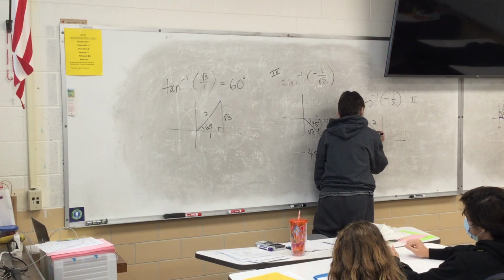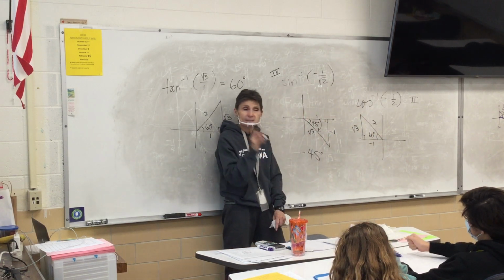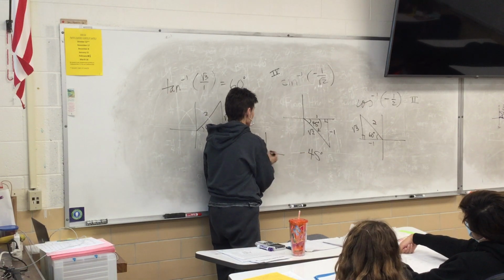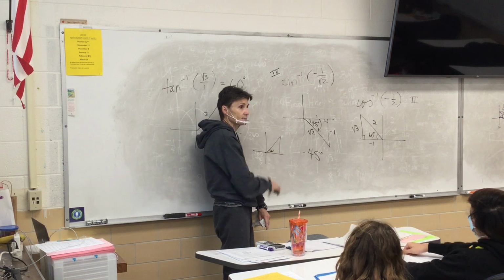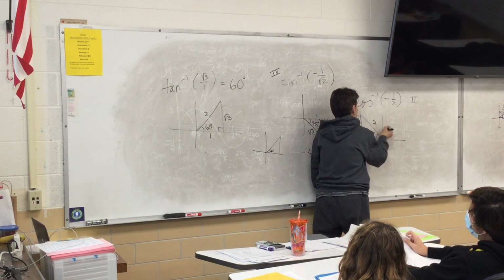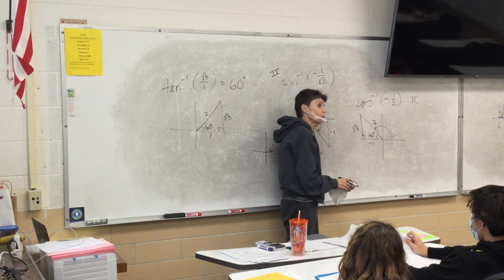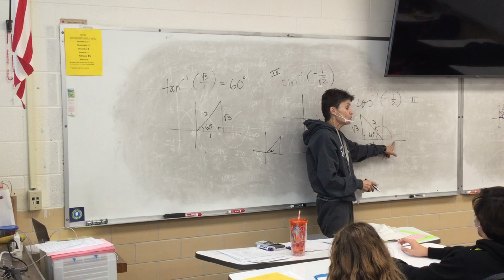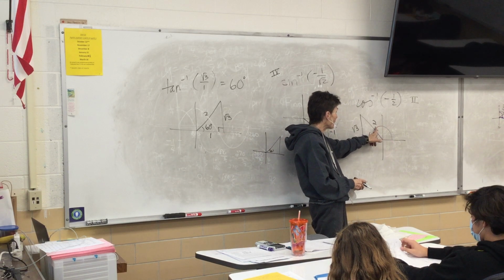Now, here comes the tricky part. 60 is not the answer. Because if you drew a 60-degree angle, wouldn't it work like this? The angle we need is this one. Remember, when we measure our angles, we start here. So we need to go all the way around to here.